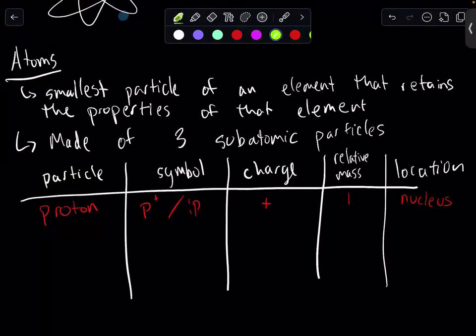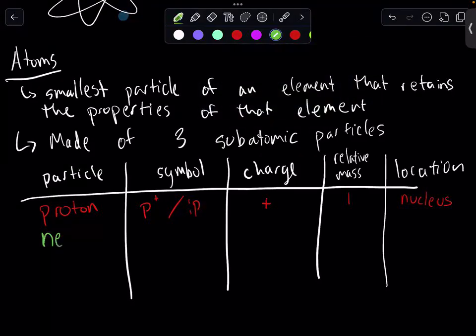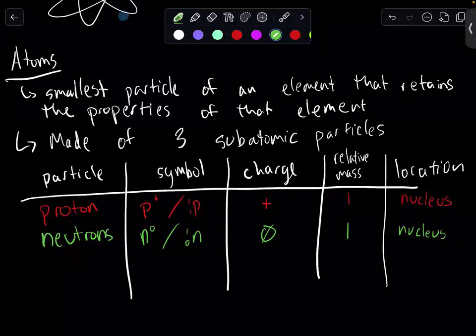Up next, we have our neutrons. Neutrons are represented, not with a P, with an N and a 0 for the charge, or N 0 1. Its charge is nothing, neutral. Its relative mass is also 1, and it's also in the nucleus. Together, protons and neutrons are called nucleons as they're particles that are in the nucleus.